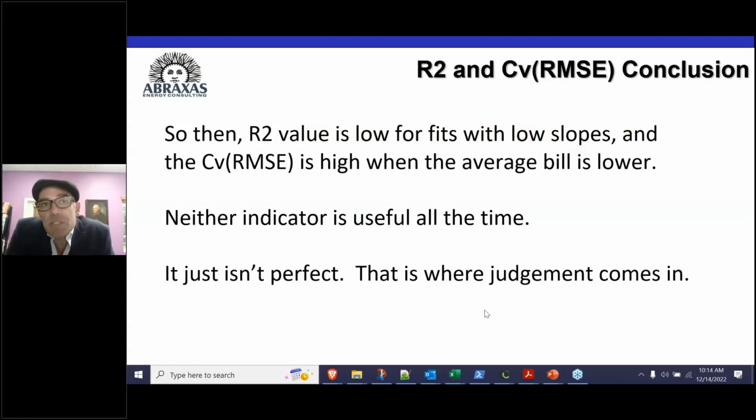And so neither is really useful all the time. But we have these bodies telling us that, well, you need the CVRMSE to be this or that or the other thing. Look, these guidelines, or whatever you call them, the ASHRAE 14 and the core concepts, they're not perfect. And their recommendations aren't perfect. That's where judgment comes in.